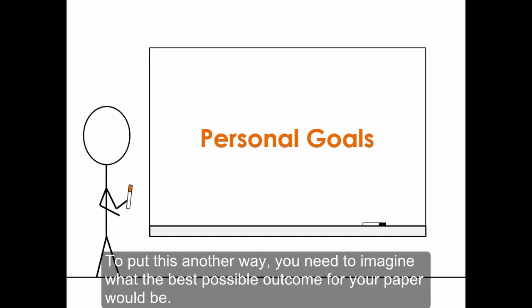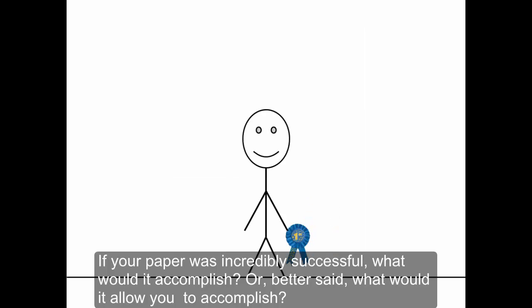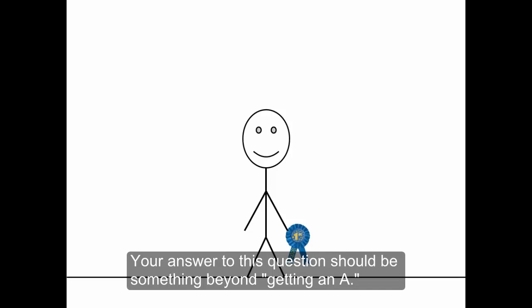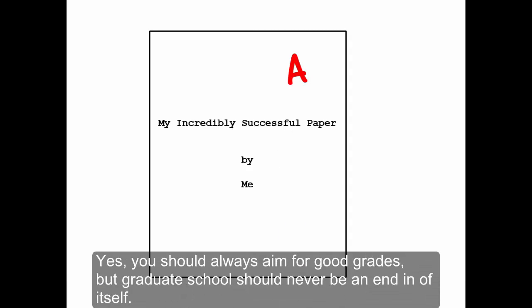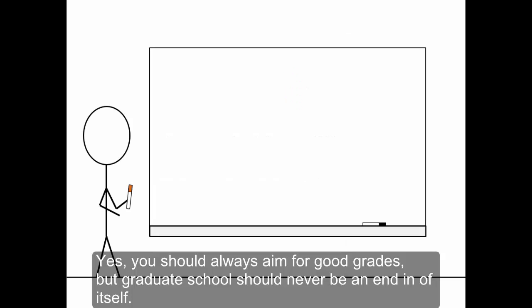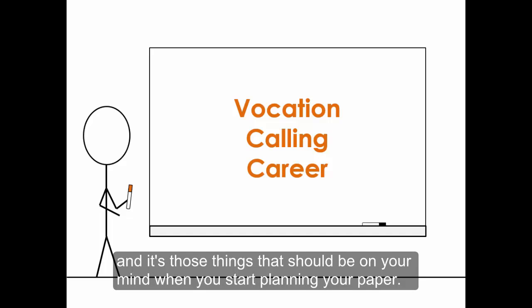To put this another way, you need to imagine what the best possible outcome for your paper would be. If your paper was incredibly successful, what would it accomplish? Or better said, what would it allow you to accomplish? Your answer to this question should be something beyond getting an A. Yes, you should always aim for good grades, but graduate school should never be an end in and of itself. Grad school is meant to prepare you for a vocation, a calling, or a career, and it's those things that should be on your mind when you start planning your paper.